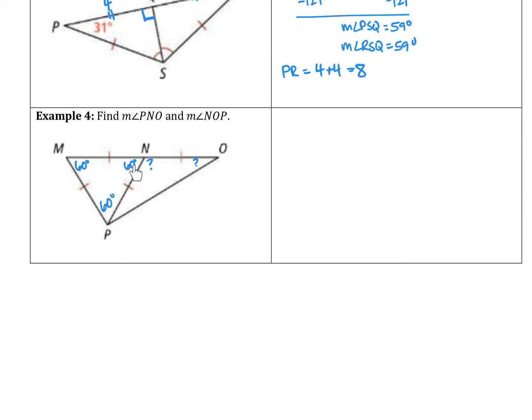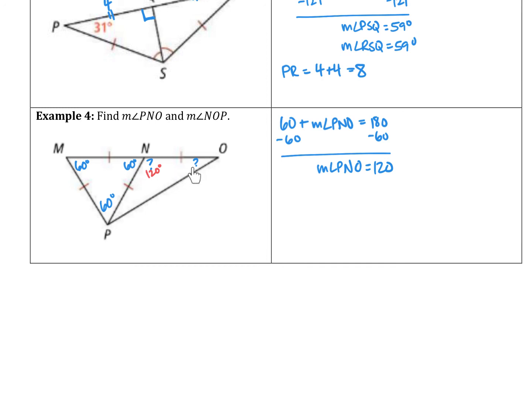And then that should let me figure out this angle right there, because these two are a linear pair. They should add up to 180. So in other words, 60 degrees plus the measure of angle PNO should equal 180. So if I subtract 60 from both of those, the measure of angle PNO is 120. So let's put 120 right there, 120 degrees.